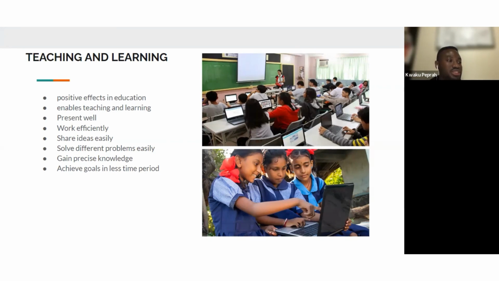You can use technology in presenting information well. It helps us work effectively. It also helps us share ideas easily. It helps us solve different problems easily. It helps us gain precise knowledge because we are able to modify information and get precise information and accurate presentation of information. It can help us achieve our goals in less time, because by the transfer or sharing of information, things become easier and efficient.